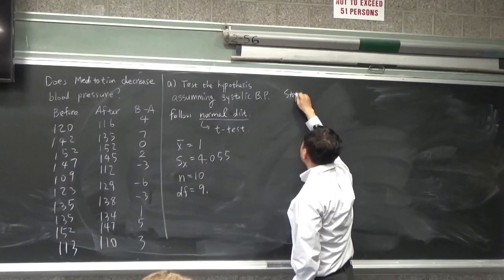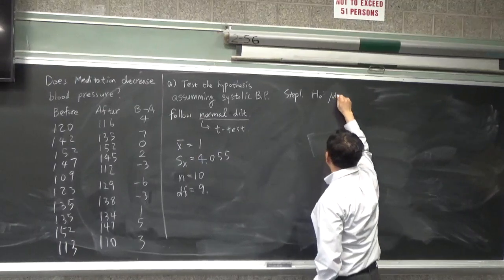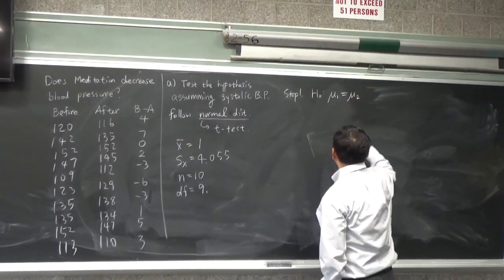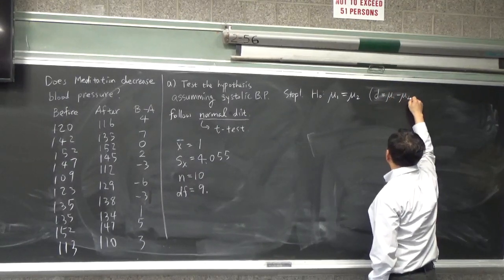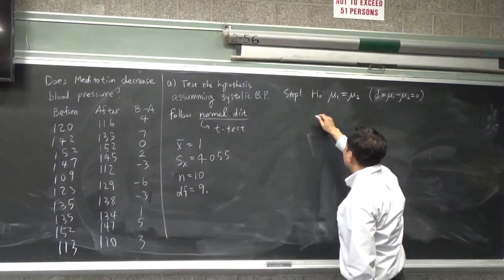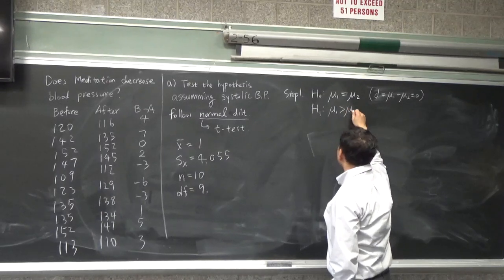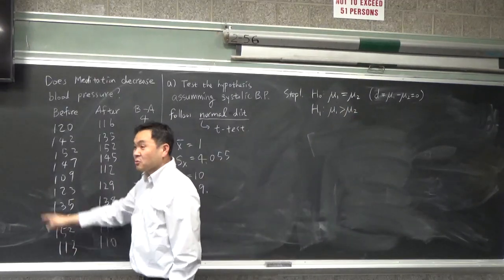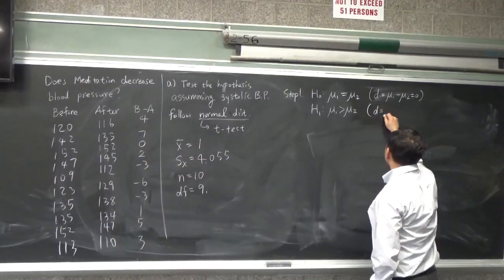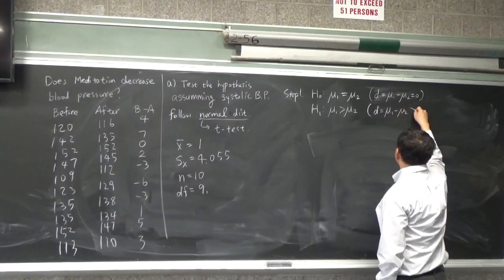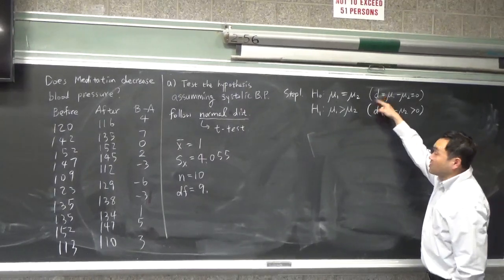So step 1, H0 is that the two means before and after are the same. Or this is also saying that the difference, which is mu1 minus mu2, is 0. But the alternative is that mu1 is bigger than mu2. In other words, the blood pressure before meditation is higher than after, which means that D equals mu1 minus mu2 is bigger than 0. That's the alternative. Okay? And you're really doing the hypothesis testing on the difference.